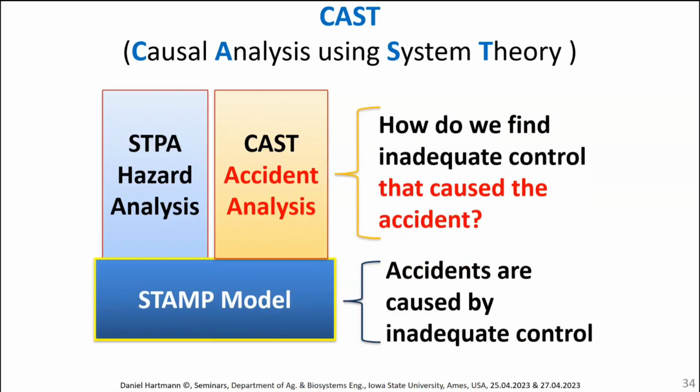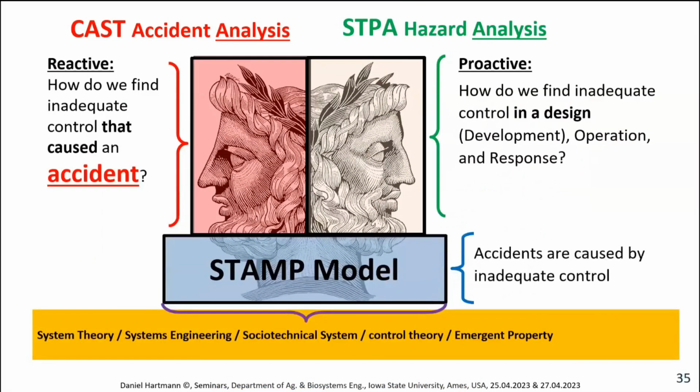Yes? And I have a very nice illustration where we bring all together. Yes, we have the STAMP model, we have the CAST accident analysis, we have the STPA hazard analysis, and the STAMP model is based on system theory, systems engineering, socio-technical system, control theory, and emergent property. Safety, according to Nancy Leveson, in our thinking, is emergent property. I will explain it in a few slides. Okay, so actually this is enough, of course, without any details, but this is the essence. This is the model and its tools.